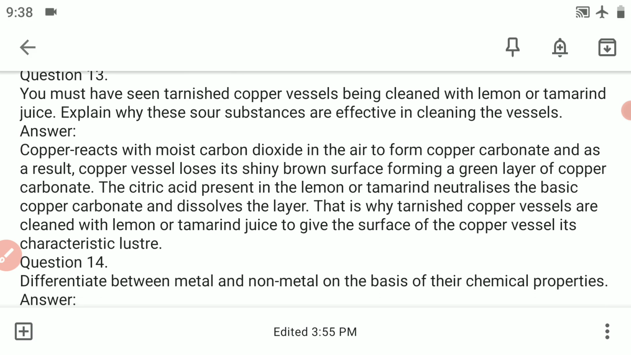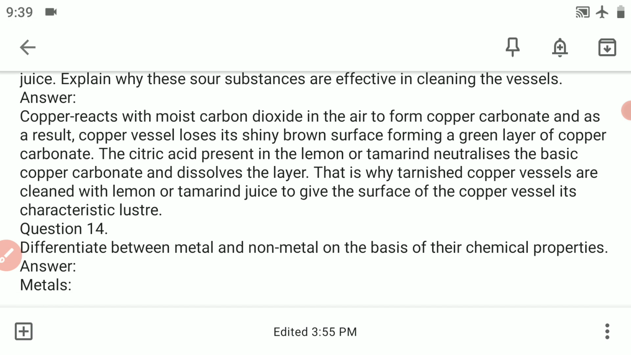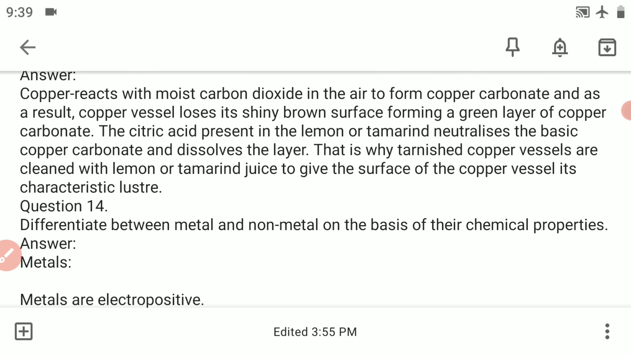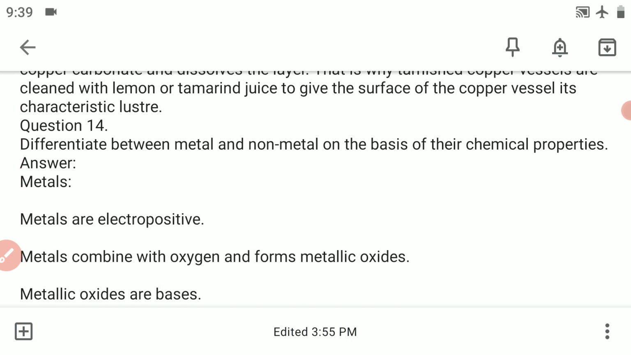The answer is copper reacts with moist carbon dioxide in the air to form copper carbonate, and as a result, the copper vessel loses its shiny brown surface, forming a green layer of copper carbonate. The citric acid present in the lemon or tamarind neutralizes the basic copper carbonate and dissolves the layer. That is why tarnished copper vessels are cleaned with lemon or tamarind juice to give the surface of the copper vessel its characteristic luster.